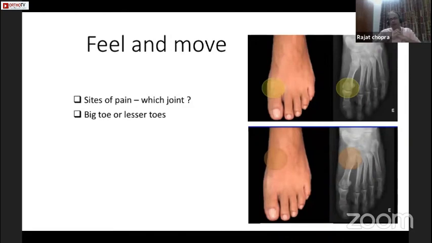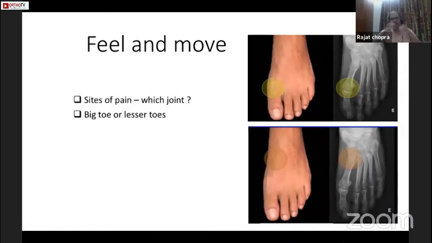Now the important question is, when the patient says they have come with pain, where is the pain? Which joint is causing the pain? Is it the great toe MTP joint, or the TMT joint? Or is it the lesser toes? You can have transverse metatarsalgia because your first ray has become dysfunctional. Now your weight bearing is mainly on the lesser toes, so you can get pain on the lesser toes.